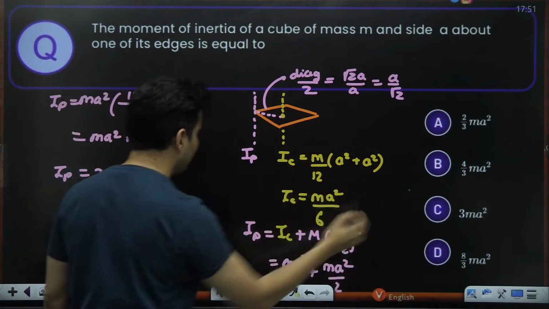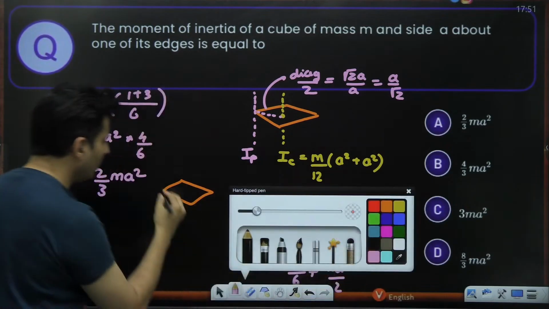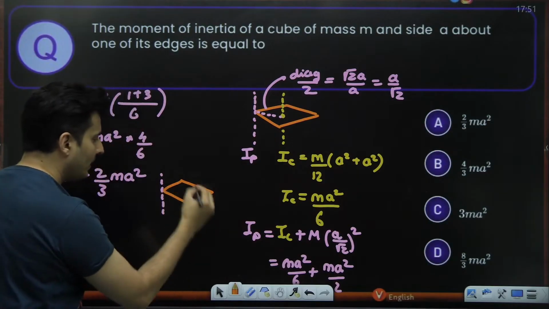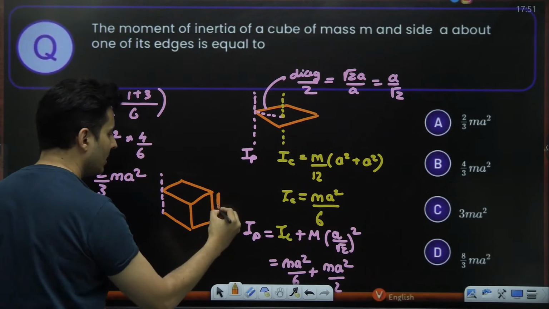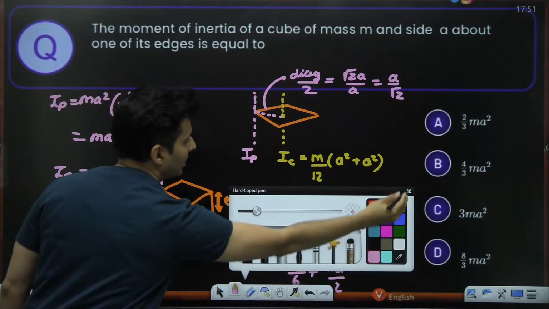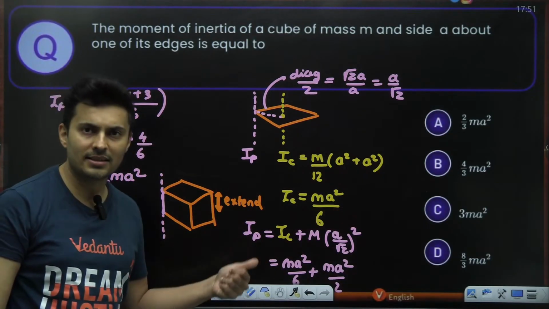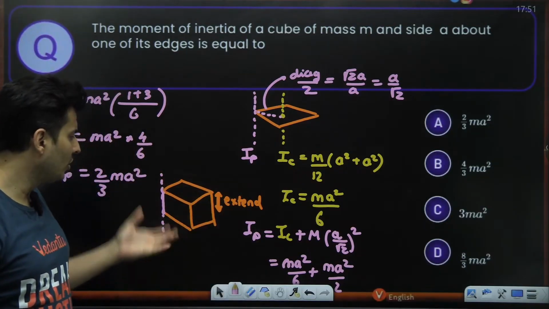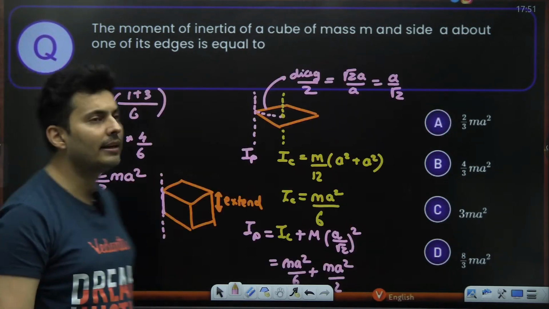The reason why I did it is because, see guys, we took that plate and I gave you this particular axis, isn't it? Now what happens if I extend that plate and make it into a cube? The moment of inertia will still be the same. If I extend it, the moment of inertia formula will not change, just like for a ring and a hollow cylinder, it is the same. Disc and solid cylinder, it is the same. So for a plate and a cube or cuboid, it will be the same. So it should be the 2 by 3 formula. Option A is the right answer.